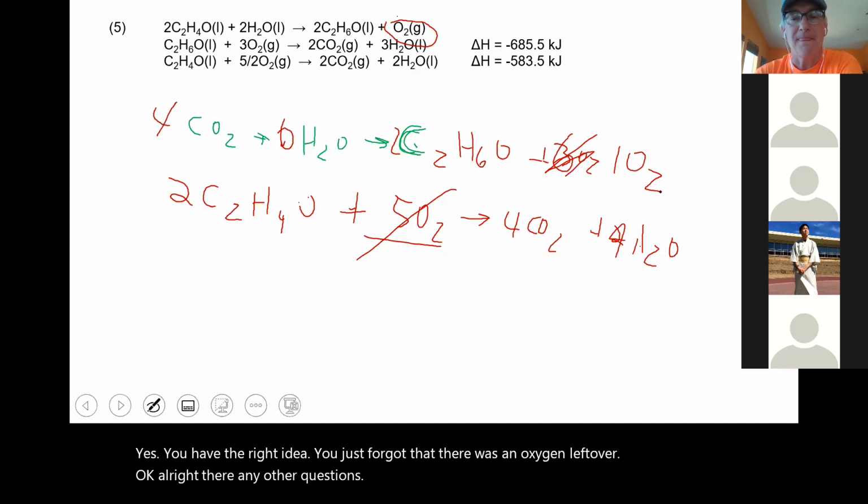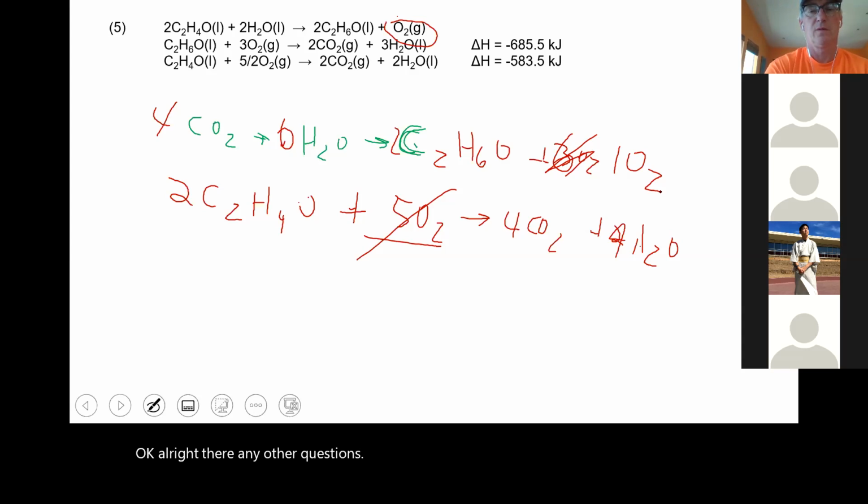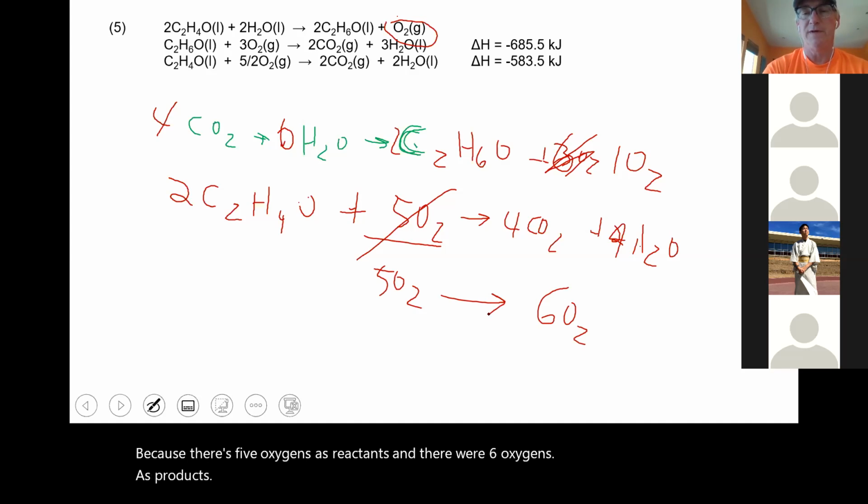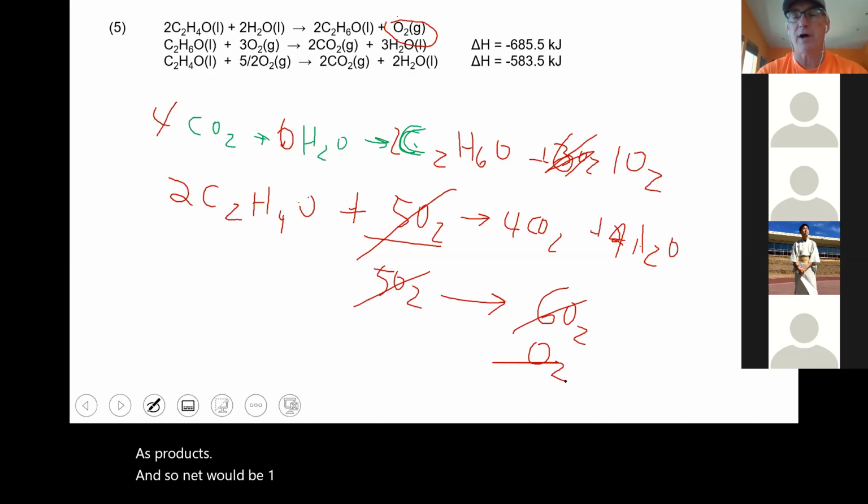What was that on the right? You had 4 CO2 plus 6 H2O goes to 2 C2H6O, and then what's that? What was the thing you scribbled out? Oh, I crossed out 5 oxygens because there's 5 oxygens as reactants and 6 oxygens as products. And so net would be 1 oxygen as a product. Oh, okay. And that's what you want.